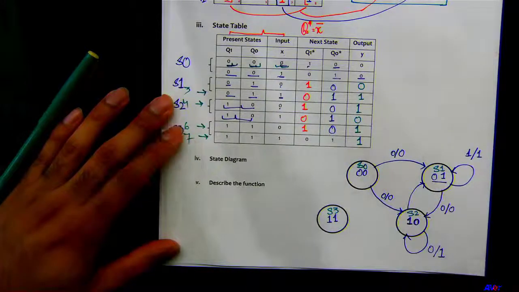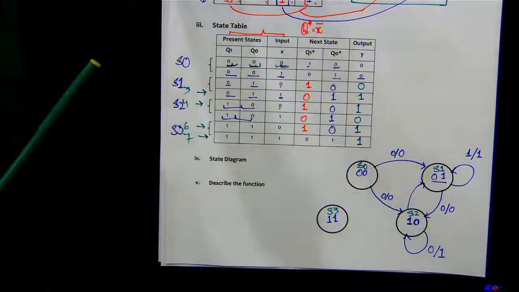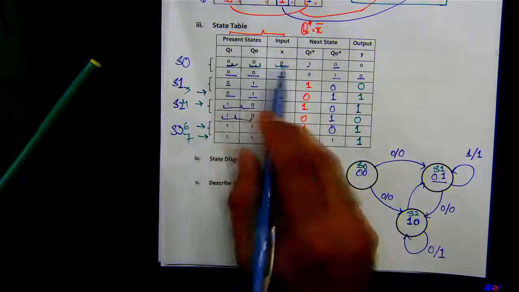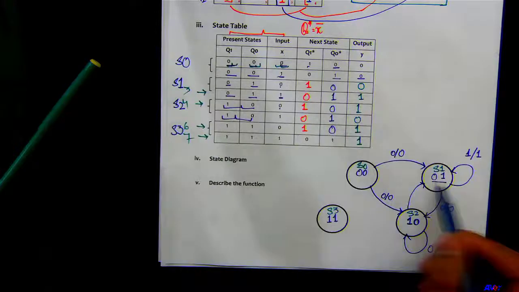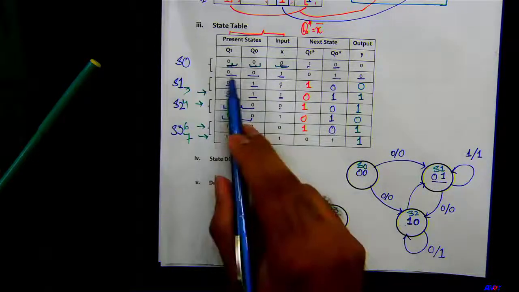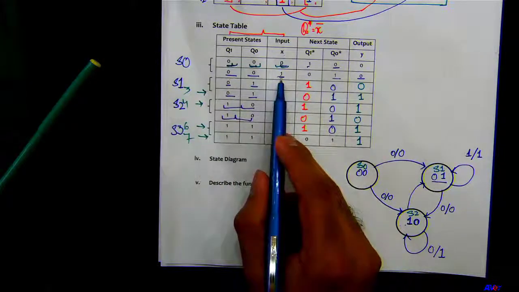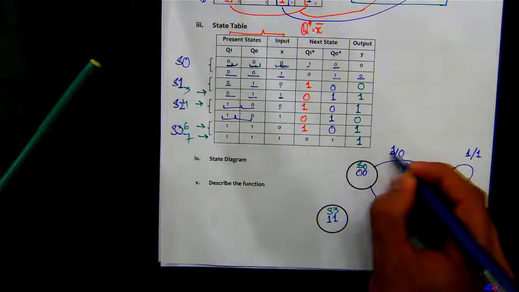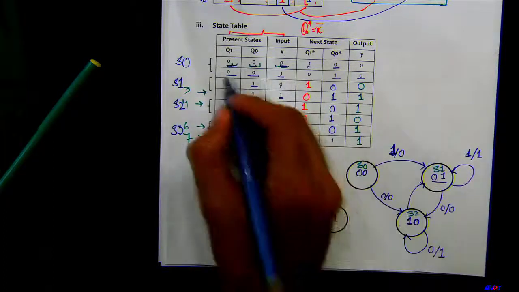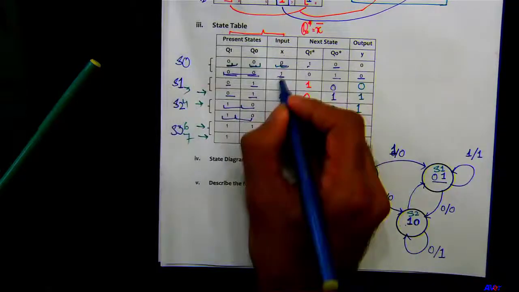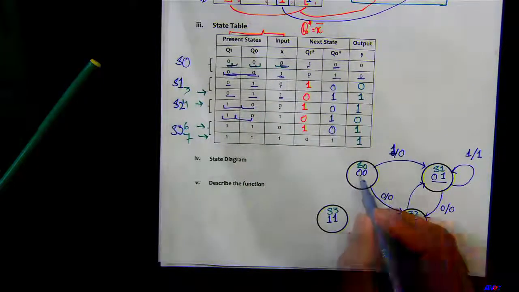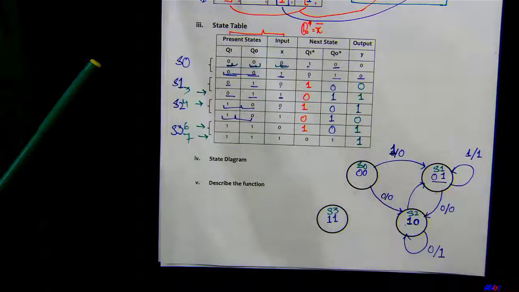Say it again. S0 has two arrows coming out of it, for 0 input. If S0 is 0, it goes to 1 0. If 0 0 gets 1, it goes to 0 1, so the input is 1. So this one right here is 0 0. Input is 1, it goes to 0 1. Okay? Thank you. Where were we?